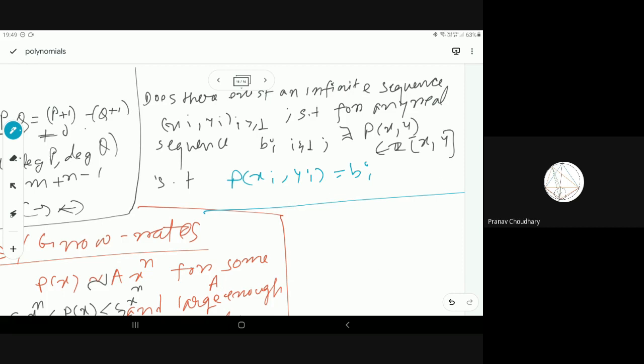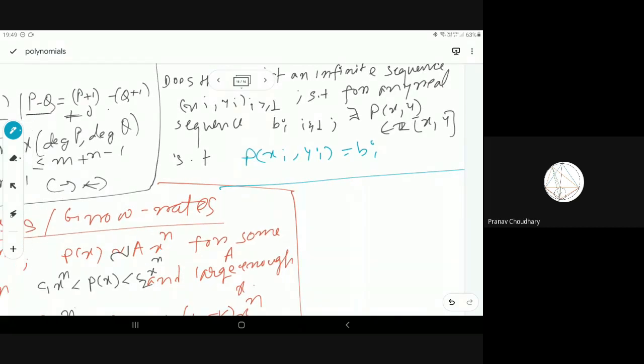Right. So is the statement clear? Basically, it asks whether there exists a sequence of pairs xi comma yi such that for any real sequence, there exists a polynomial such that this holds. When you first see the problem, your gut reaction should be that there does not exist one. The first thing you think of is that if bi increases too fast, the polynomial won't eventually be able to catch up with it. You can't have something like bi being exponential, because then you have a problem. This intuition is enough to solve the problem.